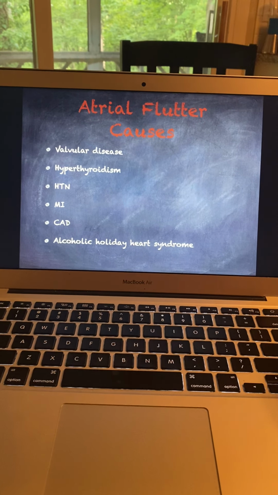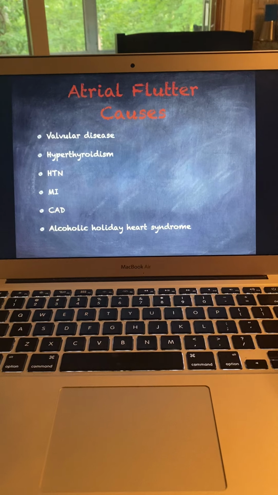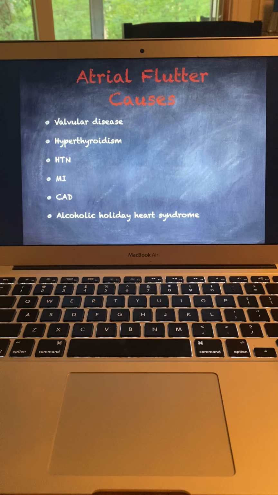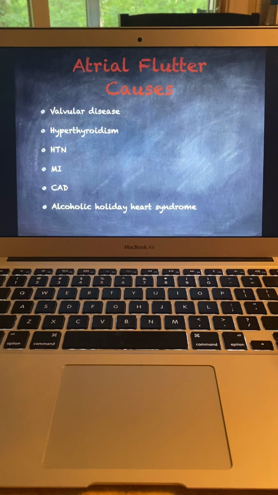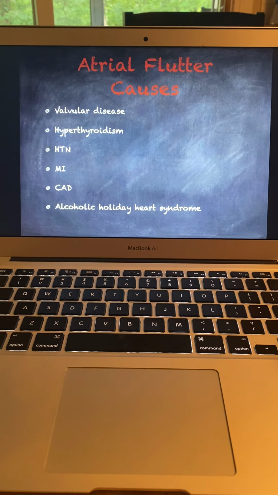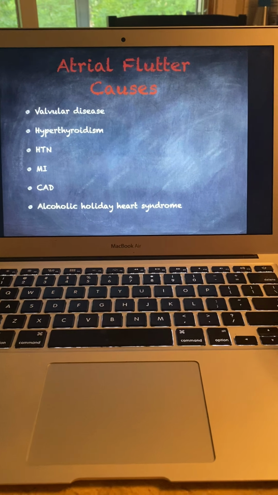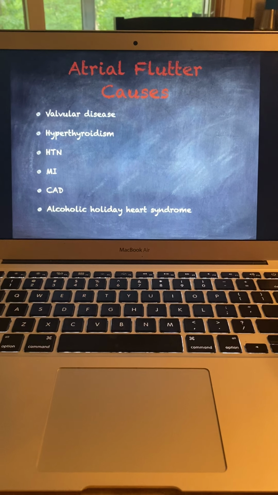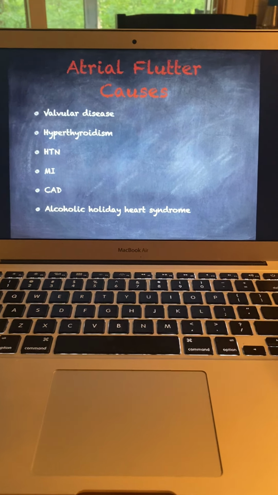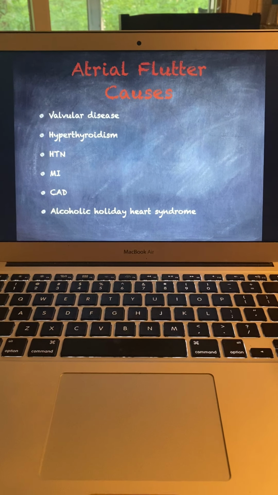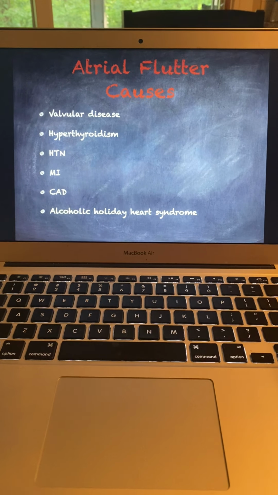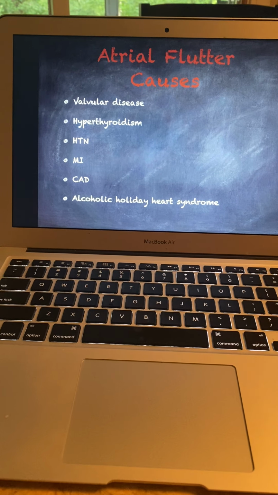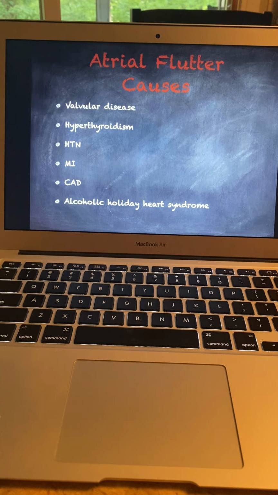Atrial flutter causes include valve disease, hyperthyroidism, hypertension, myocardial infarction, coronary artery disease, and then alcoholic holiday heart syndrome. This is if you have a patient who has consumed an excessive amount of alcohol, you can see that they may have a rhythm that's atrial flutter based on their alcohol intake. They don't have any other known causes or disease processes associated with them other than the excessive alcohol intake.